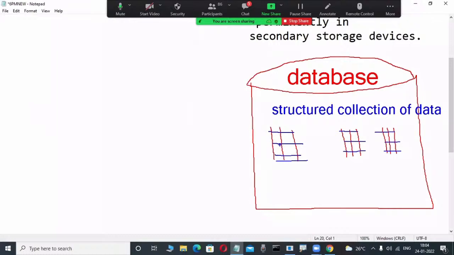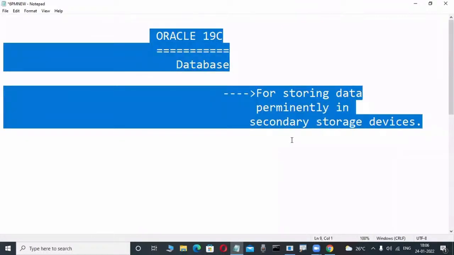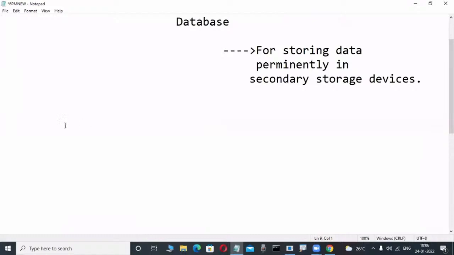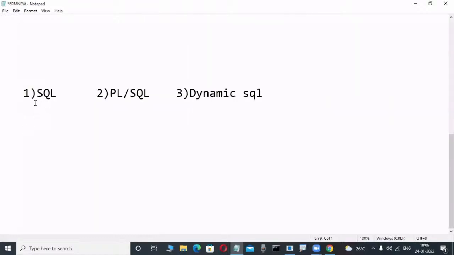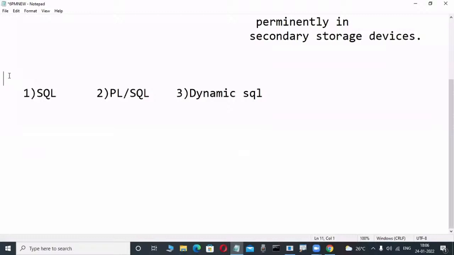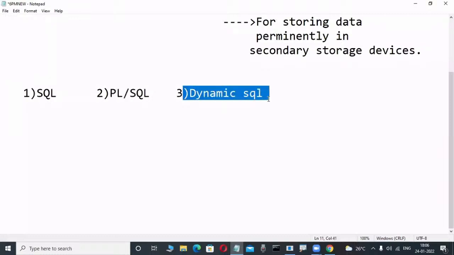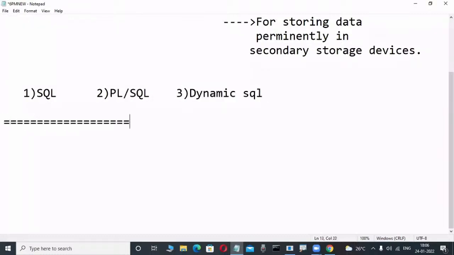Once a structured collection of data is there, for handling and operating this data, which language do we use? Very good. SQL, Structured Query Language. That's why these databases are implemented based on the relational data model. What is that? Today I will tell you. Oracle, SQL Server, DB2, Sybase, MySQL, all these databases are implemented based on the relational data model concept. For operating that data model product, we use SQL. But for the Oracle database product, to operate it we use 3 languages: one is SQL, another is PL/SQL, another is dynamic SQL. Up to this, we learned in the previous classes.